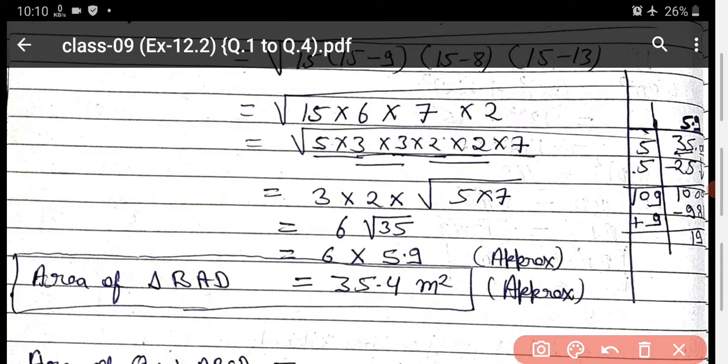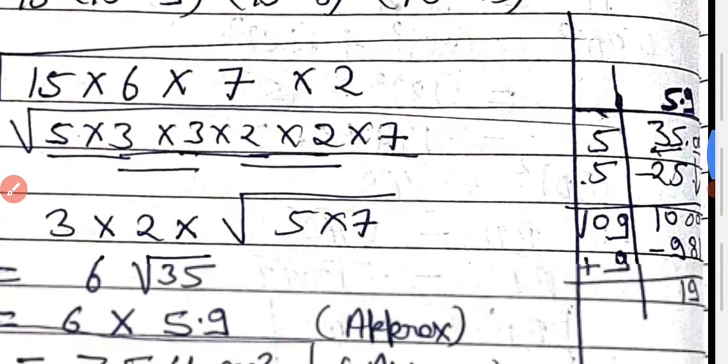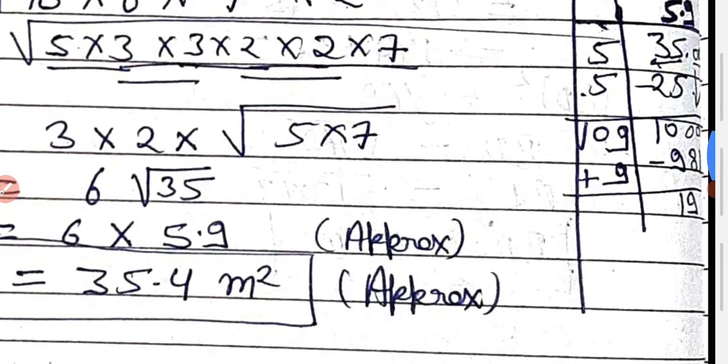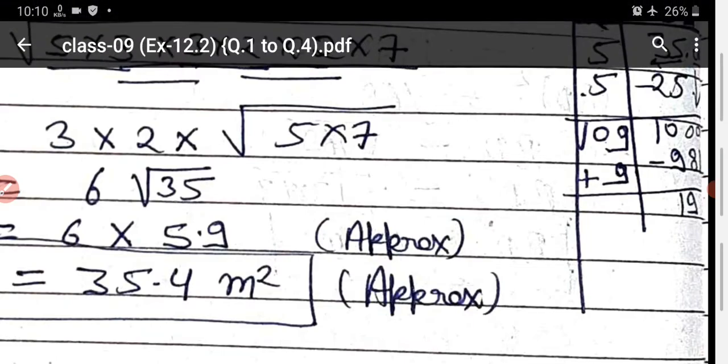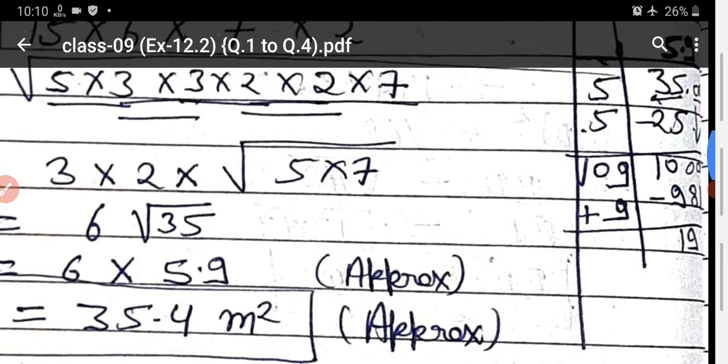So what will we get here? 3 twos are 6 under root 35. So either you can leave it here as 6 under root 35 meter square, or in class 8 you study to find the square root by using the long division method. So by the long division method I am showing the calculation here. By that method you find the value of under root 35.